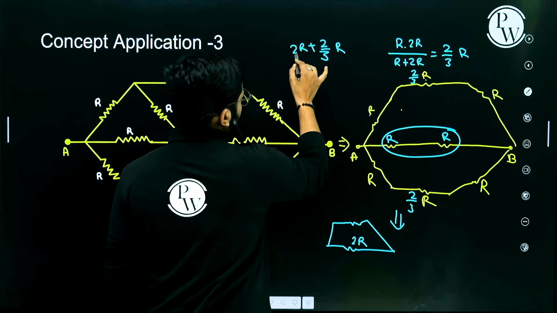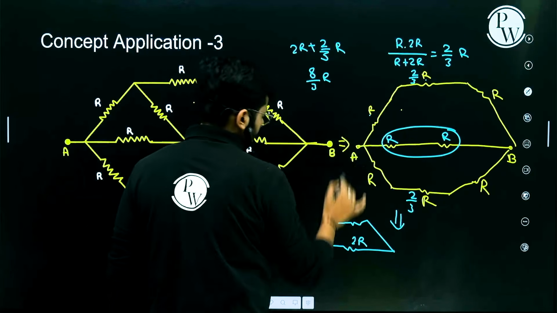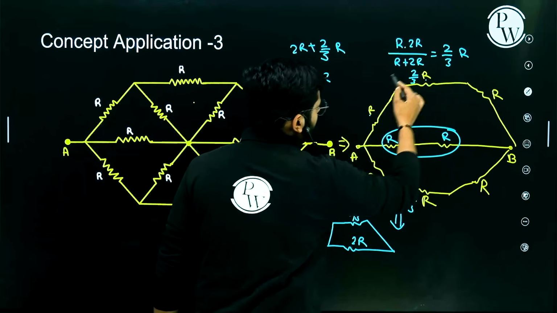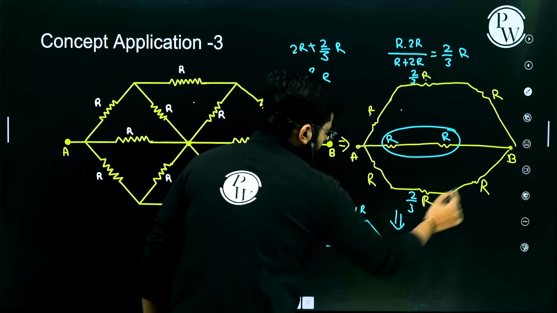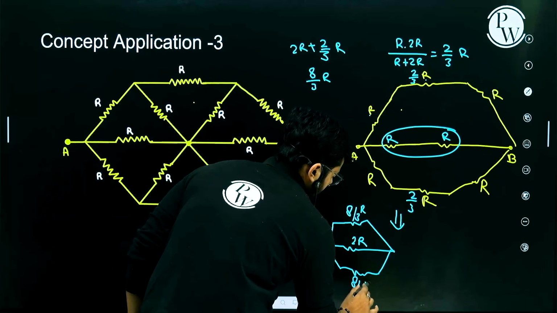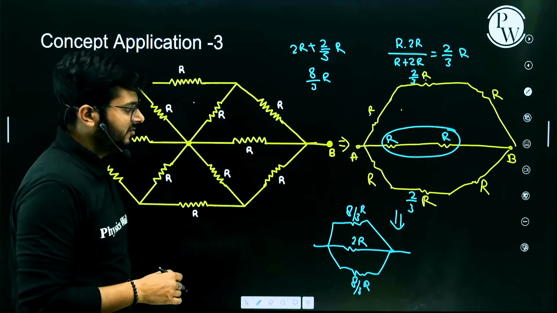So that is 6 by 3 and this is 2 by 3. It is 8 by 3R, right? So all three resistances will become 8 by 3R, and the same thing is happening below as well. So it will become 8 by 3R as well. All right. So now all I have is these three resistances in parallel with one another.